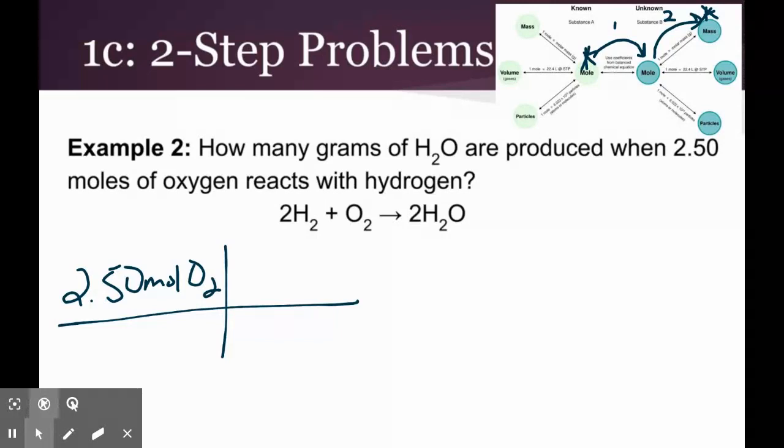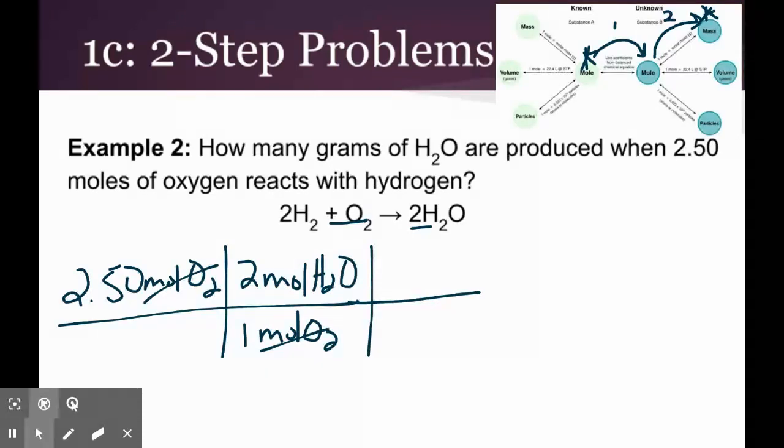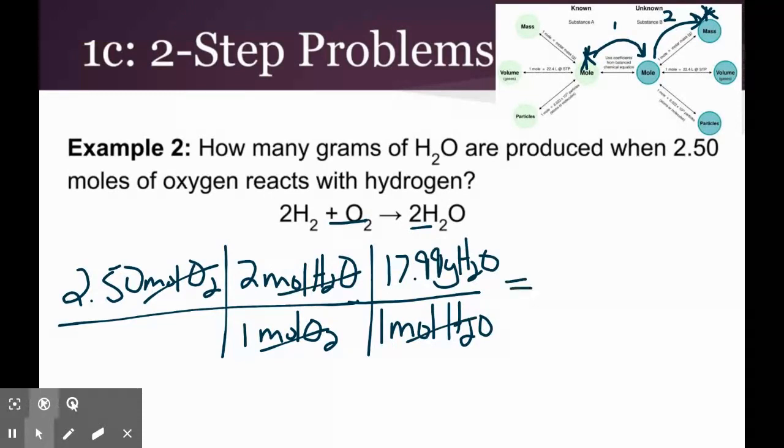And we want to use the mole ratio to go from moles of oxygen to moles of H2O. So we have 1 mole of O2 to 2 moles of H2O. So moles of O2 cancel out, and now we want to go from moles of H2O to grams of H2O. So we do that by multiplying by the molar mass of H2O. So moles of H2O cancel out. We're left with grams of H2O, which is what we want. So we get 90.0 grams of H2O.